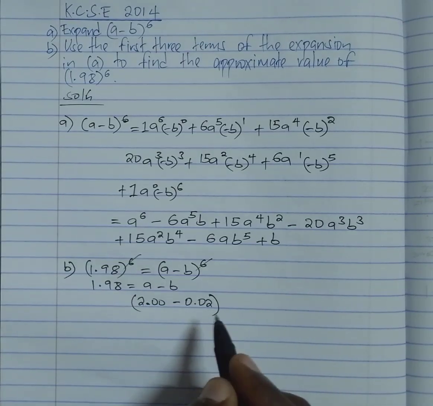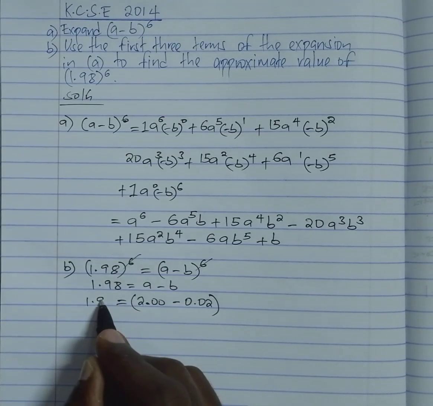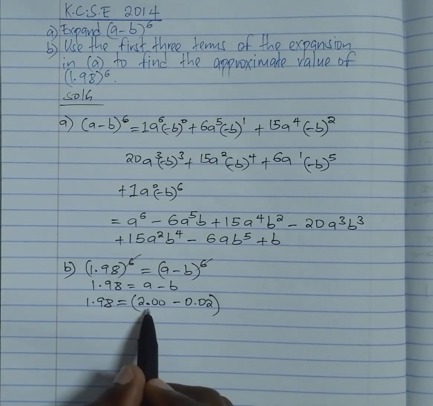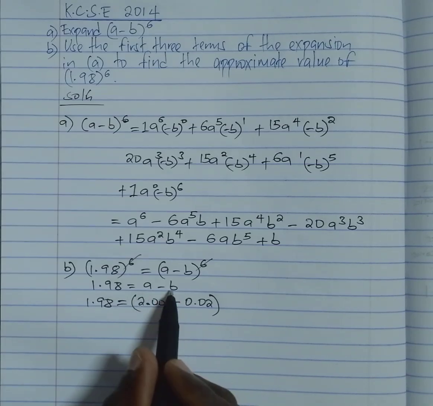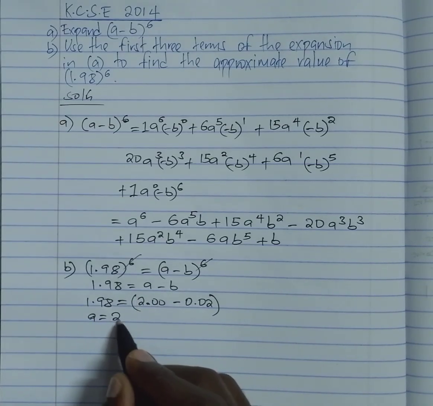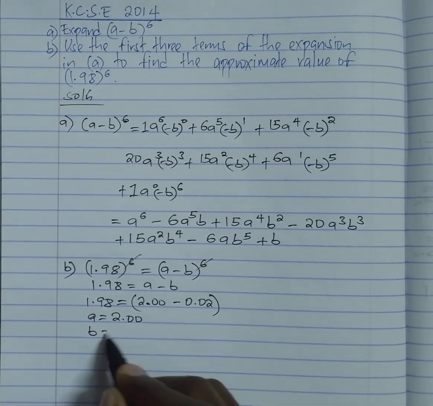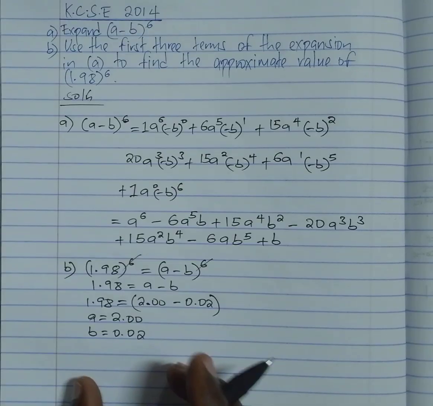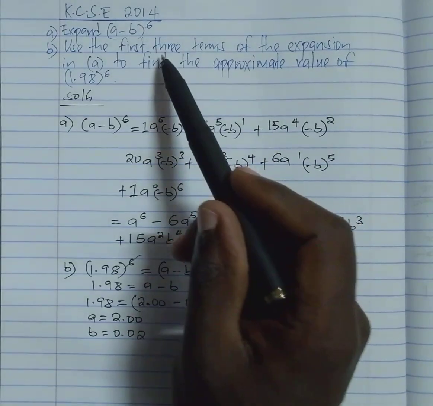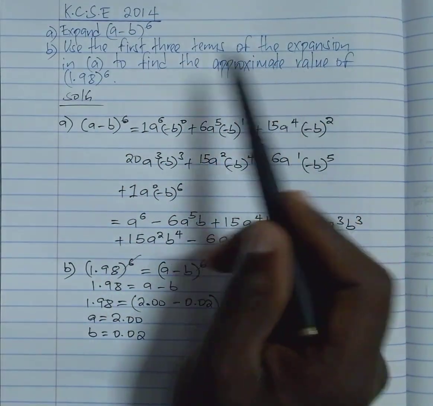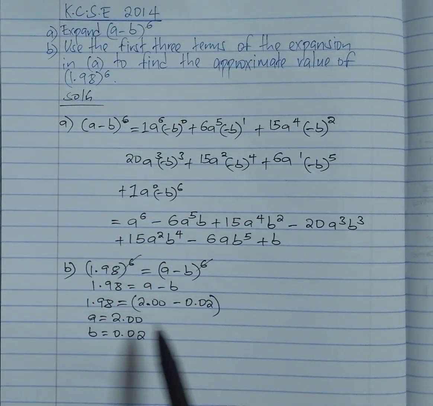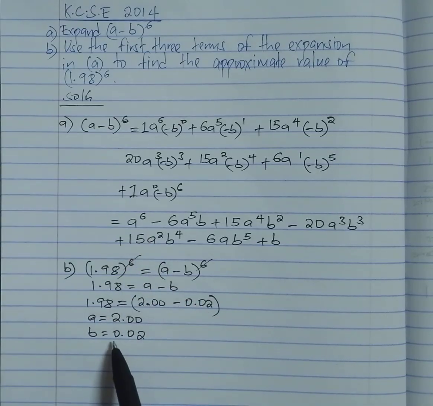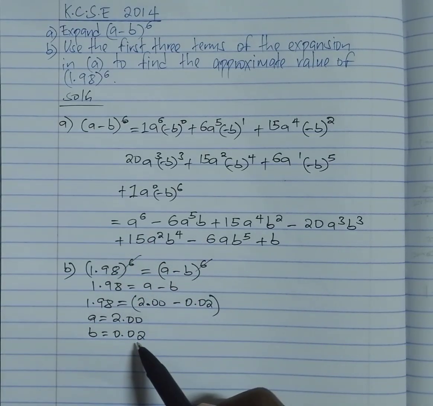So this is going to give us 1.98. So you realize if this gives us 1.98, this is going to be the value of a and this is going to be the value of b. So a will be equal to 2.00 and b will be equal to 0.02. Then you come and replace. They've told us to use the first 3 terms of the expansion in A to find the approximate value of 1.98 to power 6. So you're going to replace in the first 3 terms: where we have a, you replace it with 2, and where we have b, you replace it with 0.02.